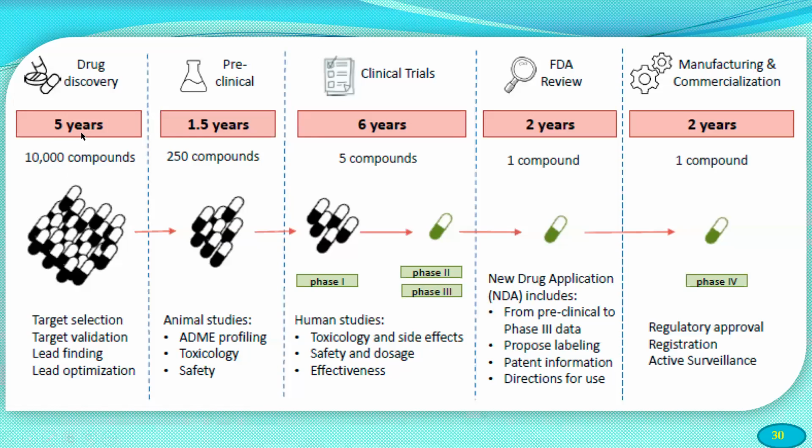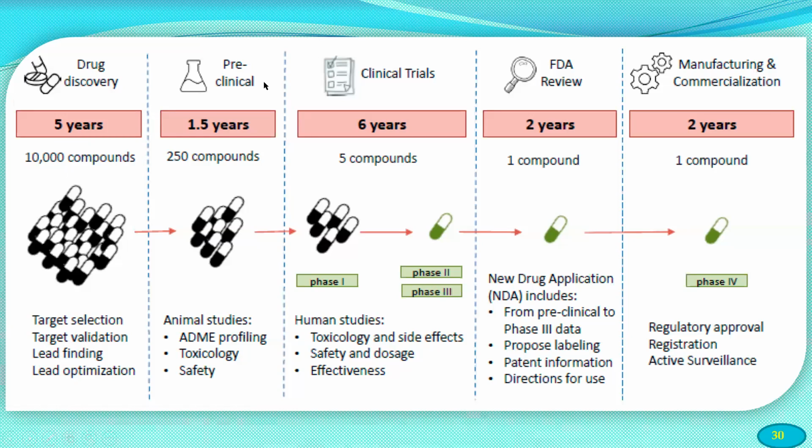So in the first 5 years, about 10,000 compounds would be screened. It involves a variety of processes like target selection, target validation, then lead finding and lead optimization. All these are the steps, and this takes a very long time. That's the drug discovery process.